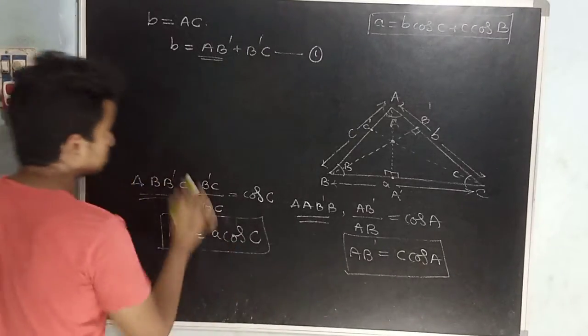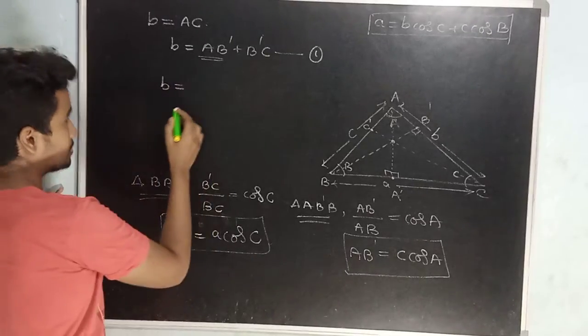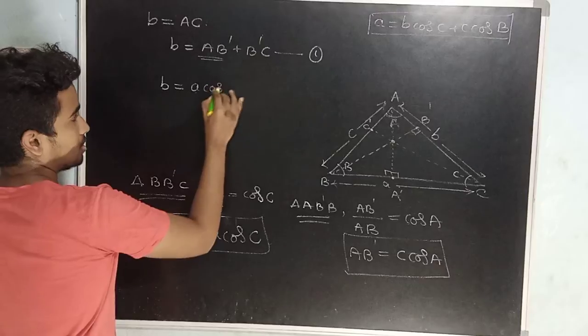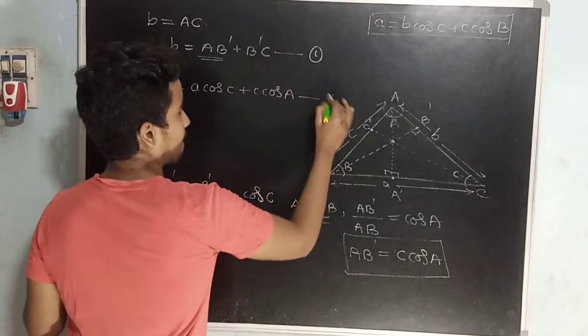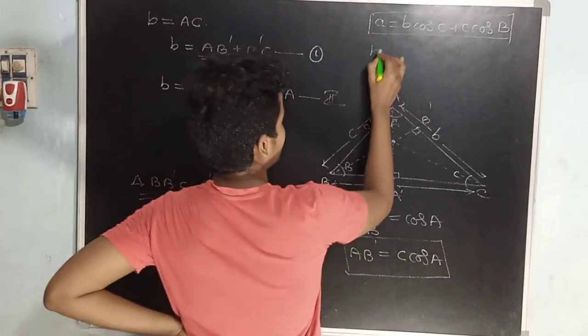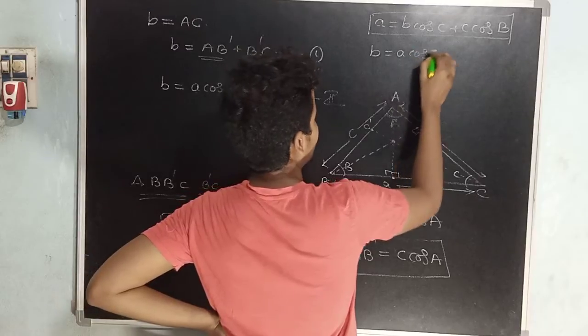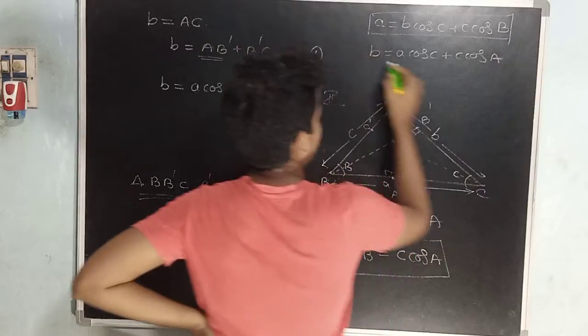Let us substitute these two values here. So I am going to get another equation, that is a cos C plus c cos A, which is nothing but our second formula. Let me write it as b is equal to a cos C plus c cos A.